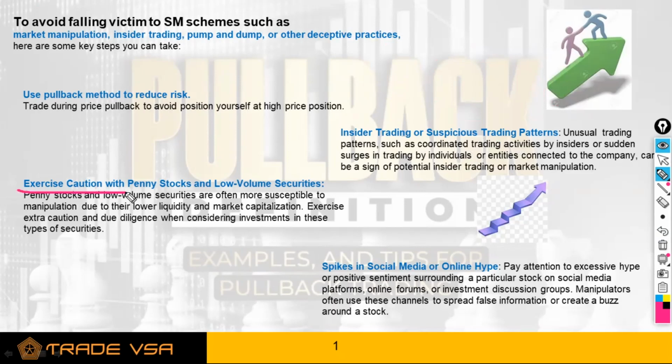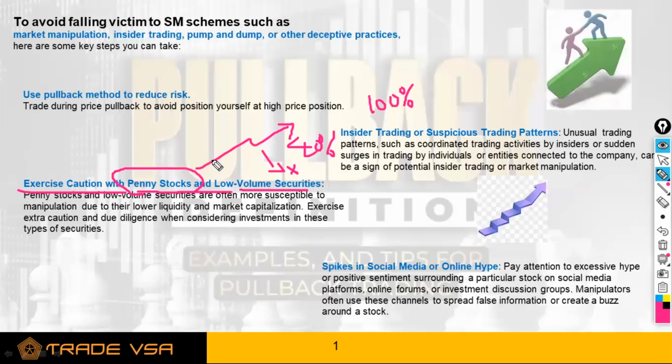And the next are exercise cautions: penny stocks and low volume securities. We will show you some samples of penny stocks that you can avoid, and I'm not saying that you should totally not trade penny stocks. Actually, I also like penny stocks; sometimes they can easily go up 40% and sometimes 100%. So we need to catch how this goes and how to manage our risk. Once you manage your risk and know where your cut loss point is, you can try to ride all this crazy penny stock movement.